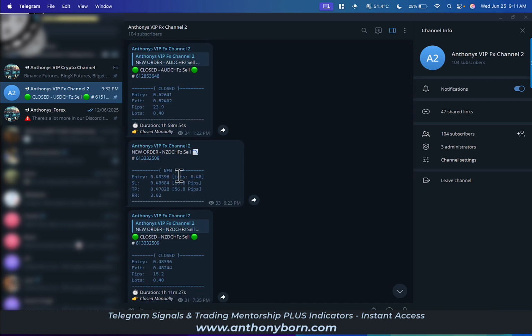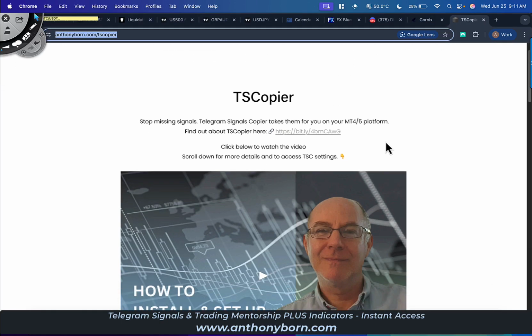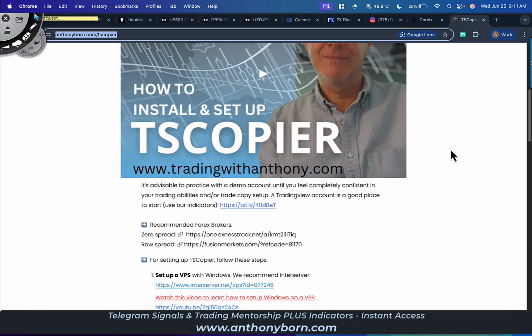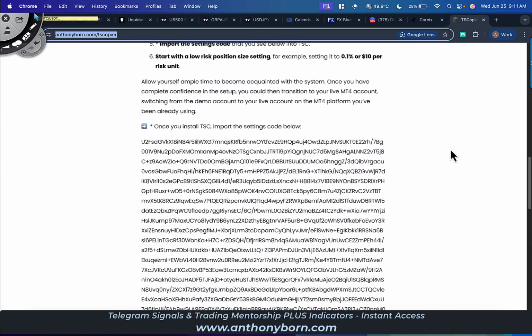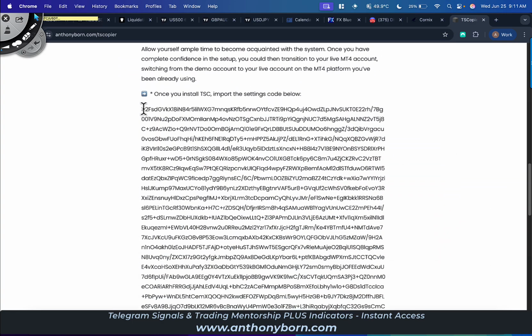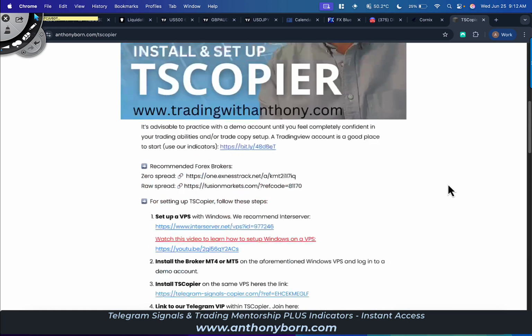Okay, so that's how it's formatted, and this is TS Copier friendly, and the link's on the website. TS Copier, there's a video on that, so you can automatically copy instructions, and further down there's the settings that you can copy and paste into TS Copier.